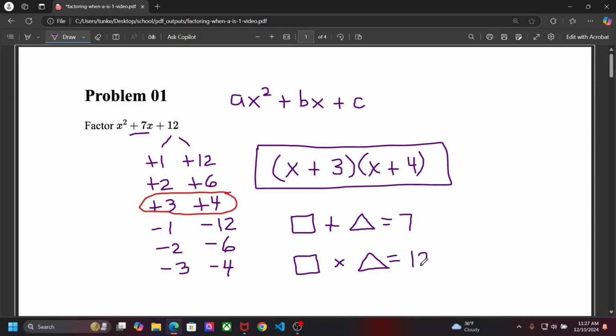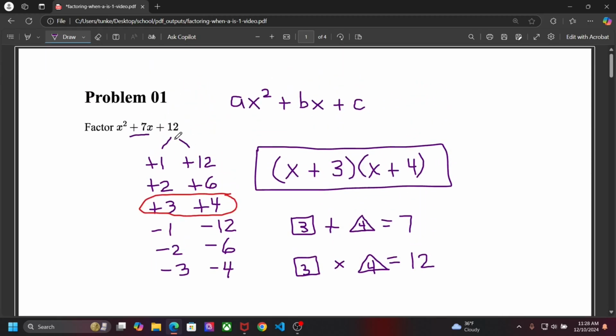Whatever number you put up here for the square, you have to put here. Same thing with the triangle. So if you're playing with the numbers, you can get 3 plus 4, that's 7, and 3 times 4 is 12. Then you can use those numbers, 3 and 4, to write it into factored form. So a different method, but basically the same end result. Let's go down and look at another example here.